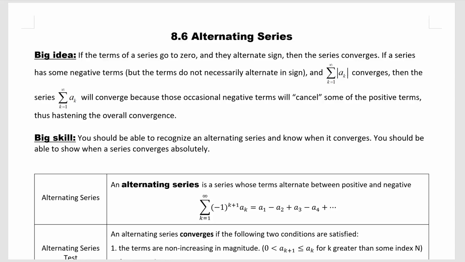Big skills. You should be able to recognize an alternating series and know when it converges. You should be able to show when a series converges absolutely. Okay, so we'll talk about all of these in this session.